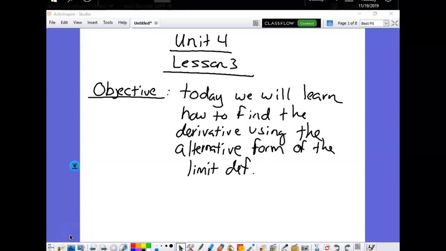So this will be our last day of tediously working through the limit definition to find derivatives. We would have been done yesterday, but somewhere along the way, somebody thought it'd be a good idea to come up with another way to do it. And I've kind of been wondering, like, why? And I did a little bit of research, and to be honest with you, I have no idea why they have this other way of doing it. But it's called the alternative form of the limit definition of the derivative.